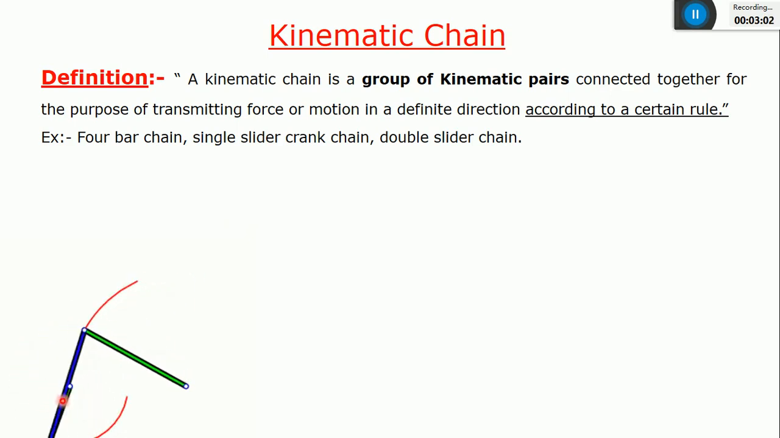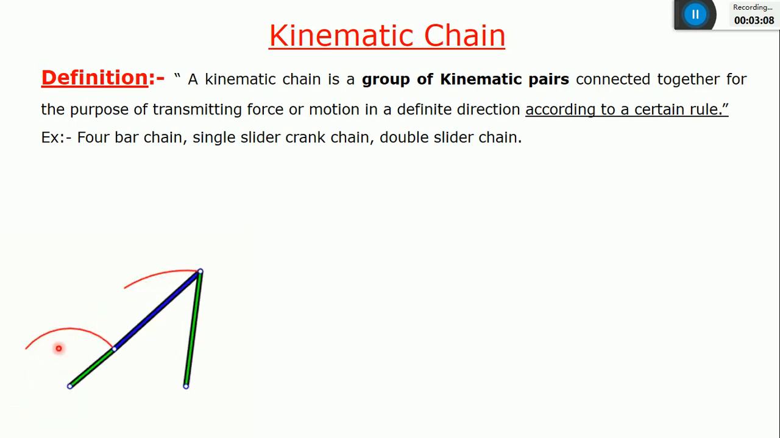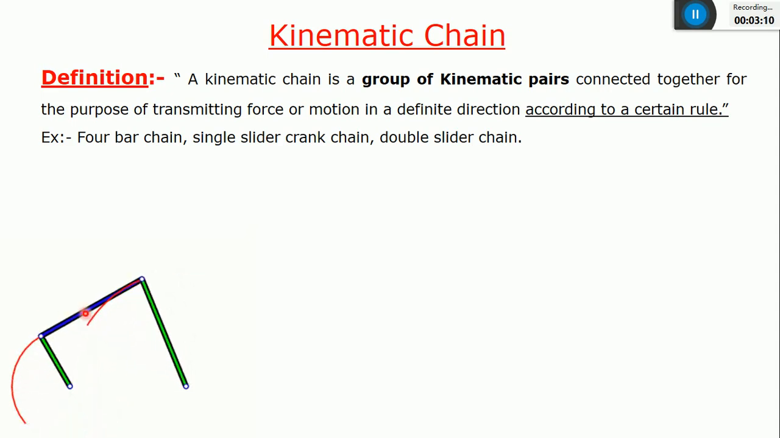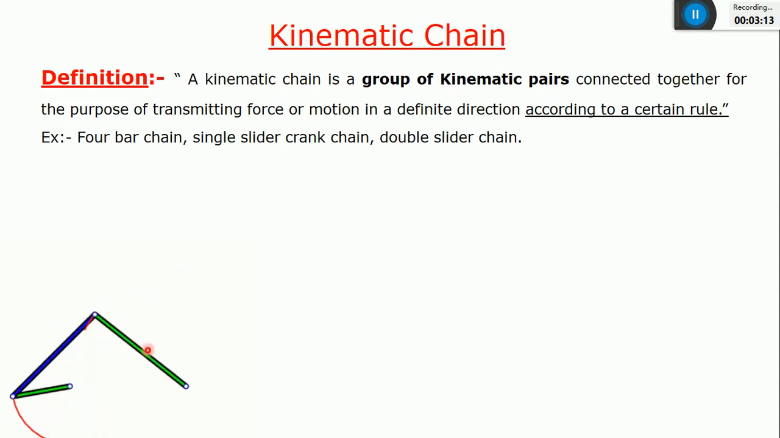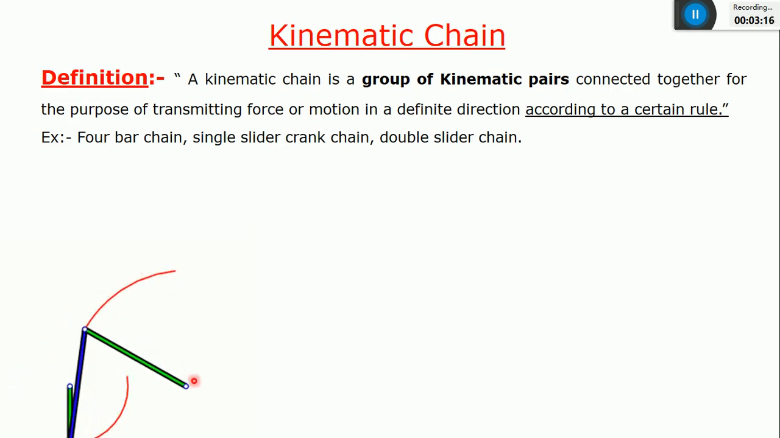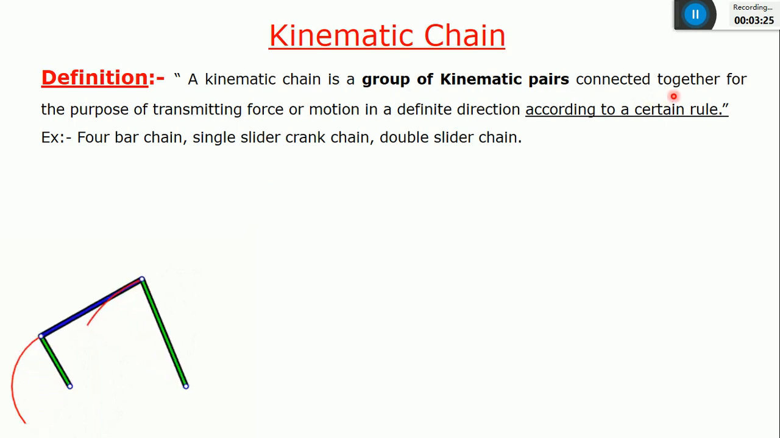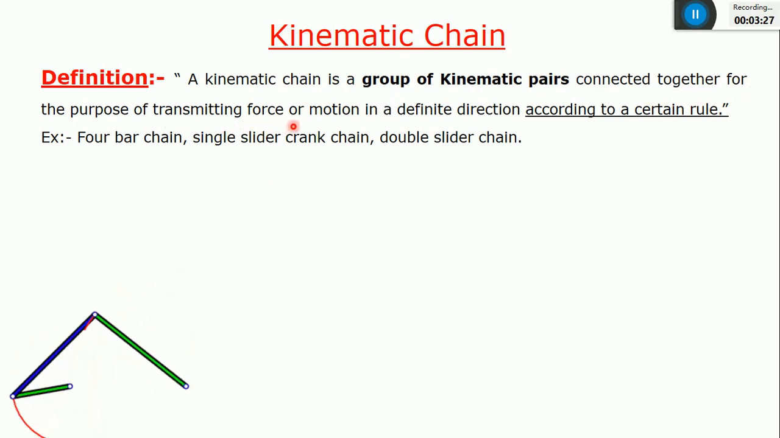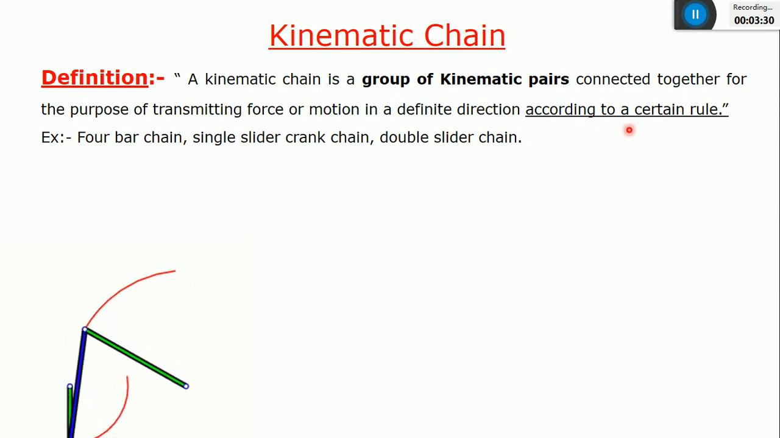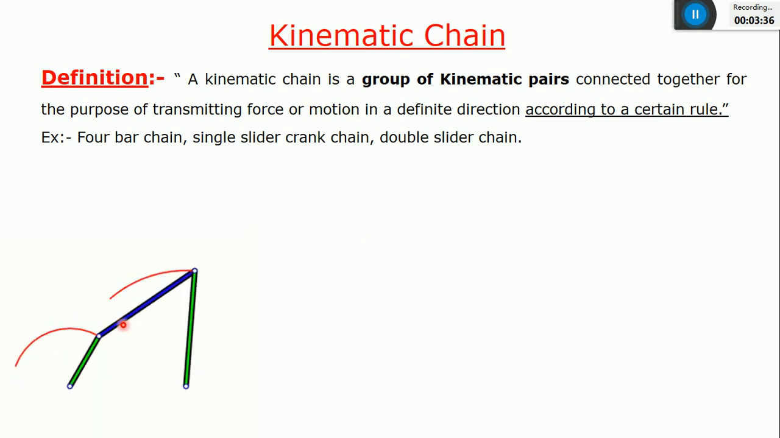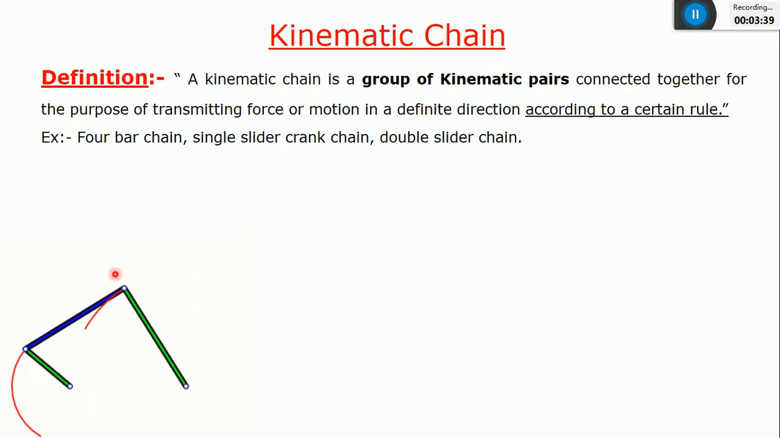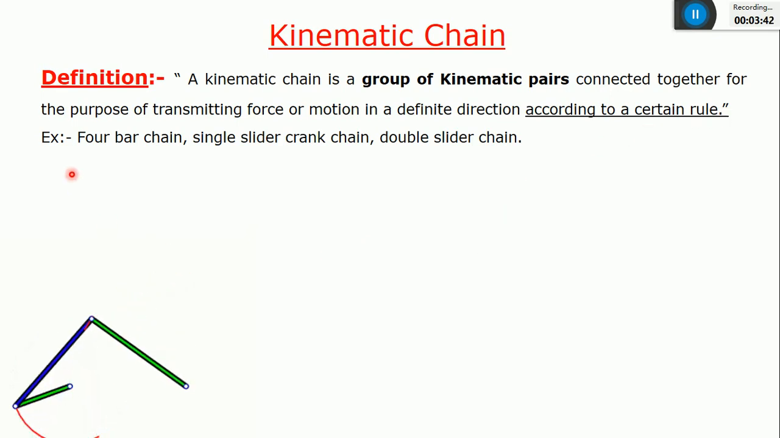When you consider any one point on this crank, link one, it will follow a circular path. You can see a circular path. And when you consider any point on this rocker, this green color, it follows an oscillating path. It means a kinematic chain is a group of kinematic pairs connected together for the purpose of transmitting force or motion in a definite direction according to certain rules. The rule means this crank has to rotate in a circular path, and this rocker has to move in an oscillating path. That is the rule. Then only you can call it a kinematic chain.